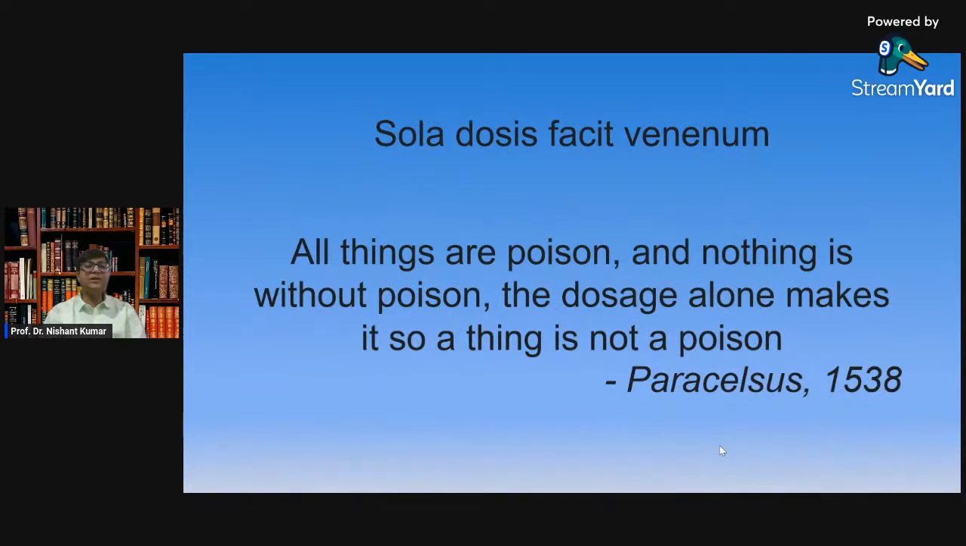Remember, all things are poison and nothing is without poison. The dosage alone makes it so a thing is not poison. Fluids are also drugs, and please use them like a drug. If given too much or too less or incorrectly, they are nothing but poison.